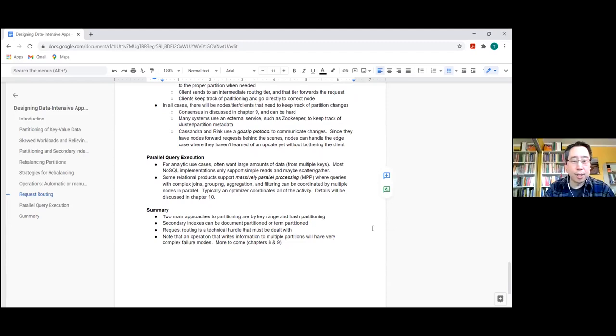Okay. There was a final little section about parallel execution. We talked about ranges a little bit, and mostly we think of this as pulling a single key. But if you have an analytic use case, typically like Spark runs, then you're going to want to pull things from multiple nodes in parallel. This is where Spark, for example, has an optimizer that coordinates this. I guess chapter 10 is the batch processing chapter, so they're going to talk about that.